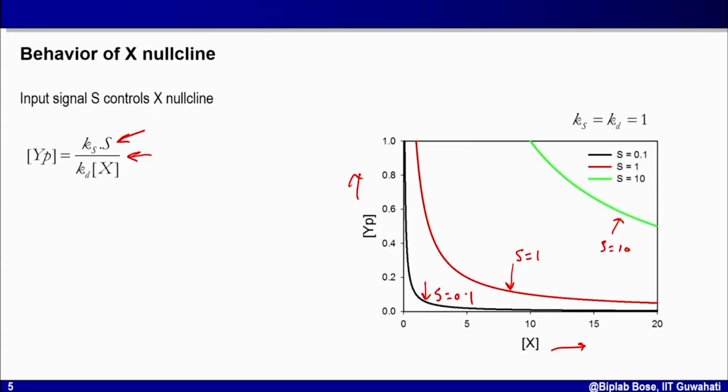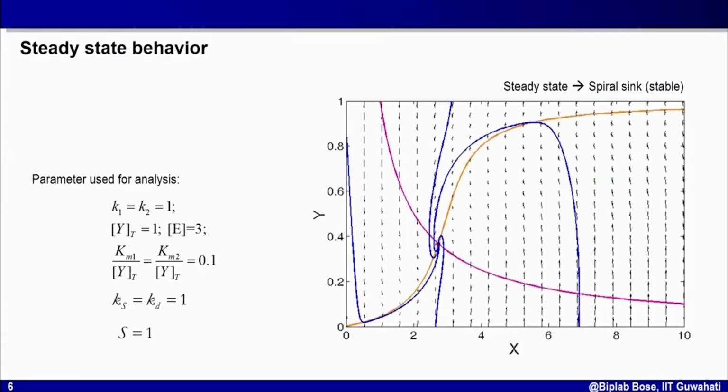Now we will plot both this YP alkaline and X alkaline to identify the steady state. If you remember, the intersection of two alkalines will give me the point of steady state. So let us look into that. I have drawn this phase plane plot using a MATLAB tool, and I have kept certain parameter values constant, and those parameter values are given here. The ratio of Michaelis-Menten constant to the total amount of Y is kept at a lower value, 0.1, and I have used the input signal S equal to 1, and I have kept the phosphatase at 3.